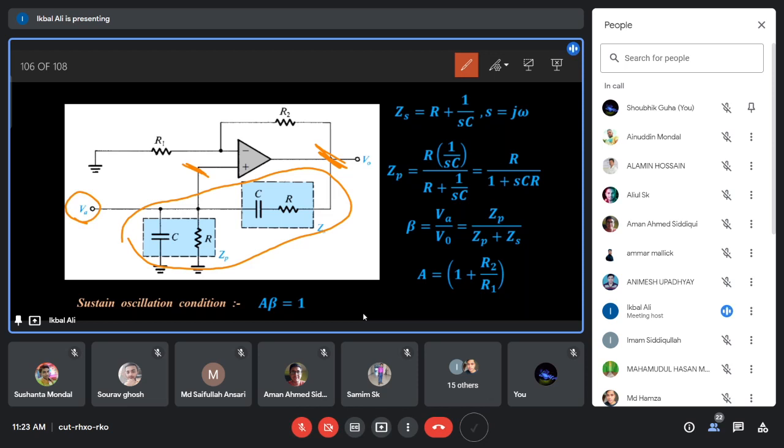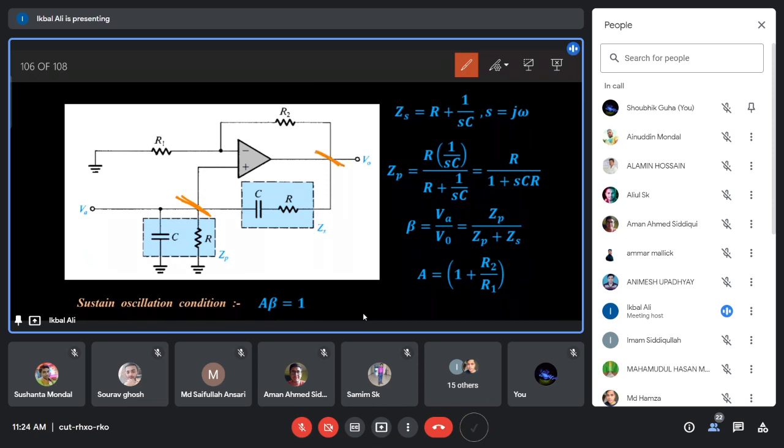So VA is the feedback voltage or input voltage of the amplifier. Then what is the fraction beta? Beta will be the feedback voltage, that is VA, divided by the output voltage V0. So beta should be VA by V0. Now how to calculate this VA by V0? If you can calculate this one, then it is very easy to analyze the rest of the circuit. We have to find the potential at this point, which is a fraction of the output voltage.